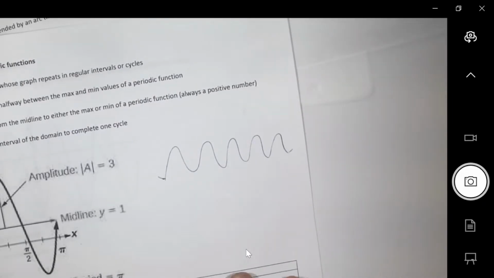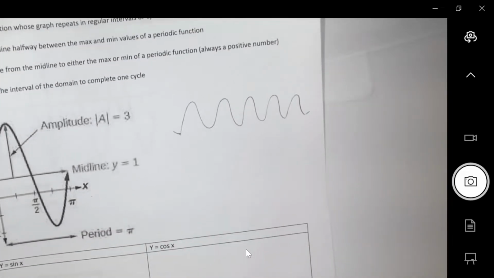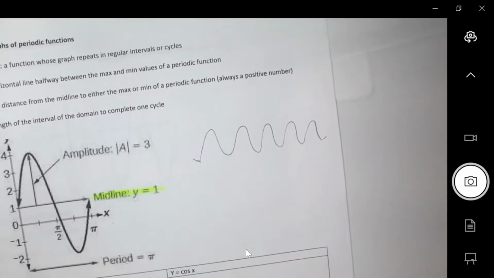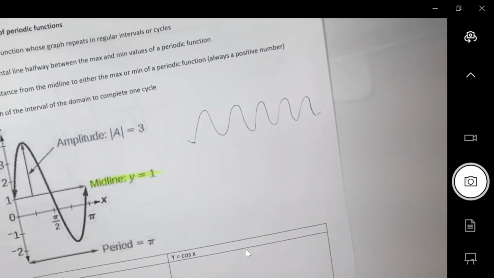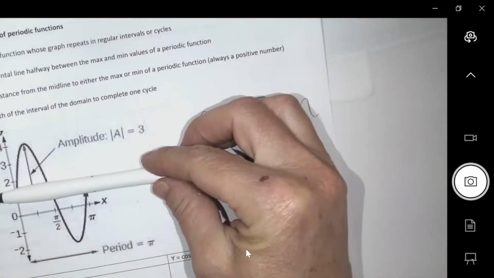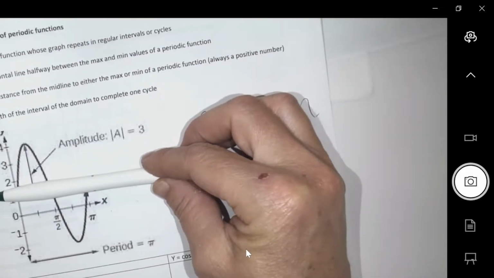So the midline is this. What height is in the middle of it? That's the midline. What height is in the middle? So that's why it's a y equals line, because it's a flat line in the middle of this.